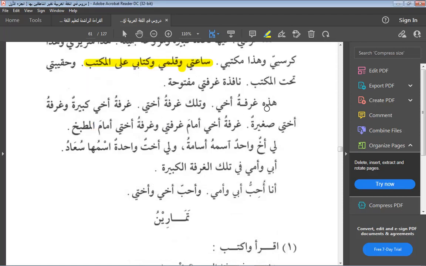Okay. Hadihi ghurfatu akhi. This is my brother's room. Wa tilka ghurfatu ukhti. And that is my sister's room. Ghurfatu akhi kabiratun. My brother's room is big. Ghurfatu ukhti saghiratun. And my sister's room is small. Ghurfatu akhi amama ghurfati. My brother's room is in front of my room. Ghurfatu ukhti amama al-matbakhi. And my sister's room is in front of the kitchen.